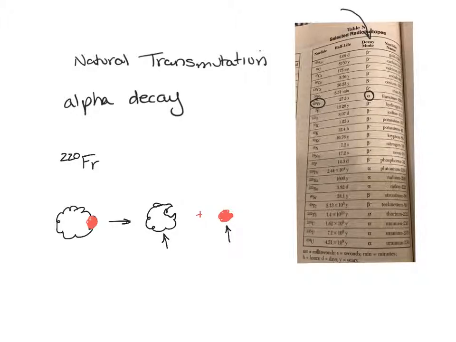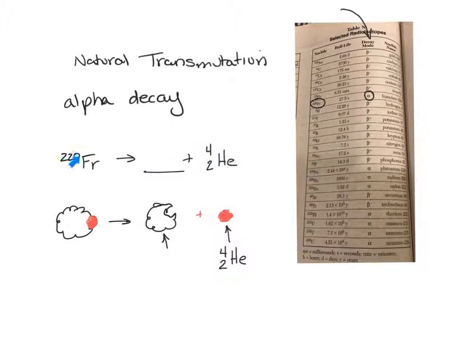Now, an alpha particle, again, is a helium nucleus. So I'm going to write it as a helium nucleus, 4/2He. What was left when this francium-220 gave off that alpha particle? Okay, so this francium-220 transmutated into something and an alpha particle.